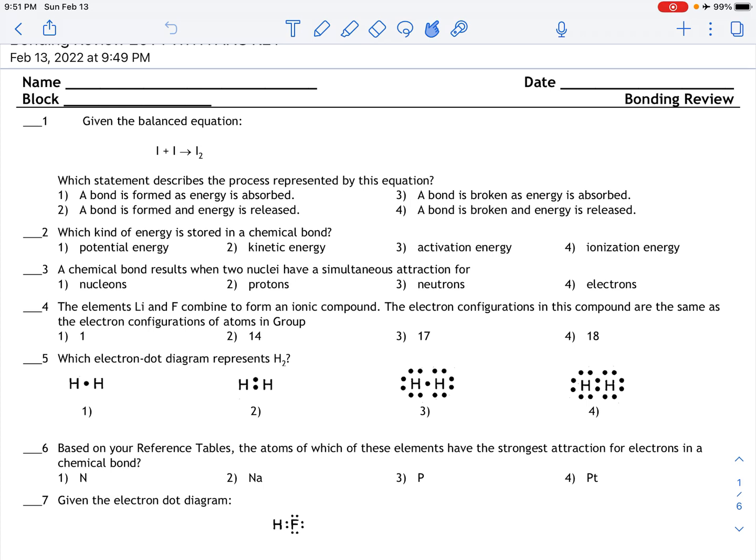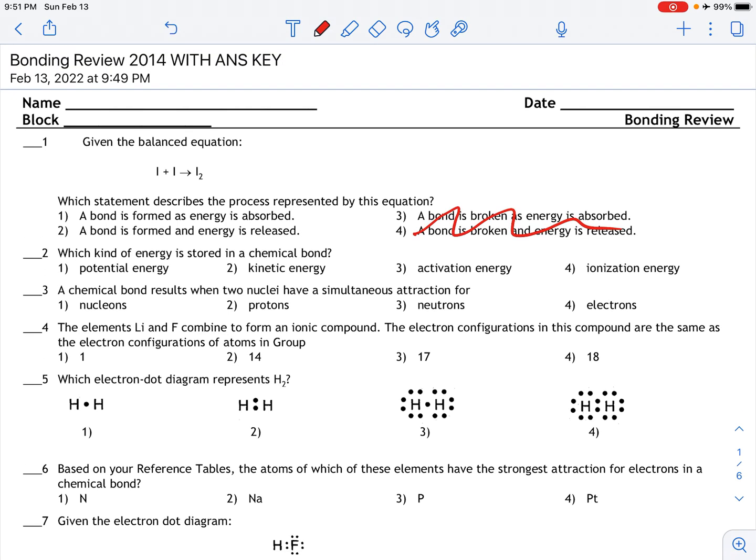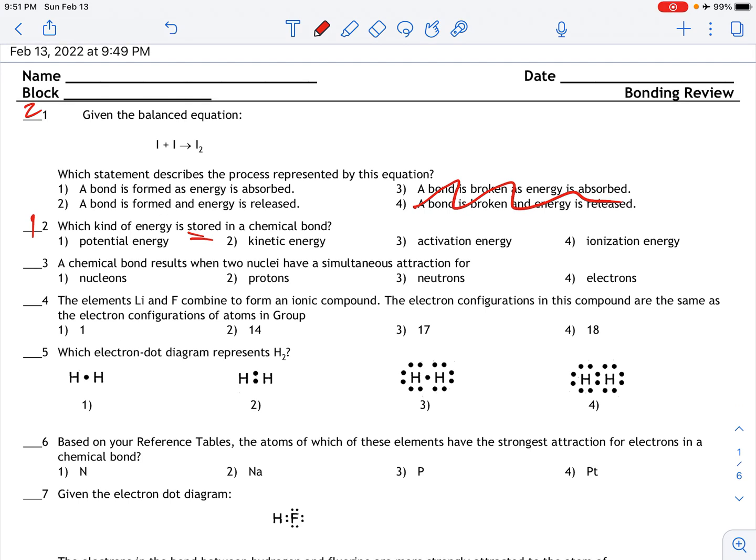Given the balanced equation, an I plus an I yields I2. Which statement describes the process as represented? First of all, these two I's are now bonded, so a bond is formed. When you form a bond, energy is given off, a sigh of relief, because now you have a stable electron configuration. Which kind of energy is stored within a chemical bond? Stored potential energy. A chemical bond results when two nuclei have simultaneous attraction for electrons, choice 4.